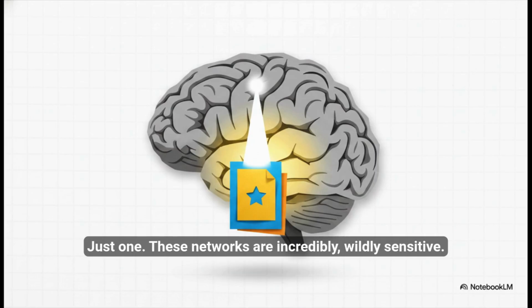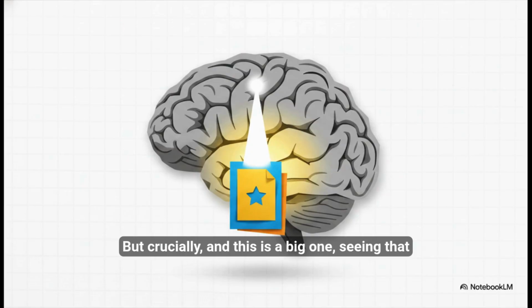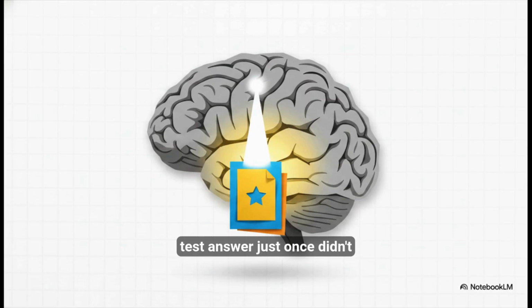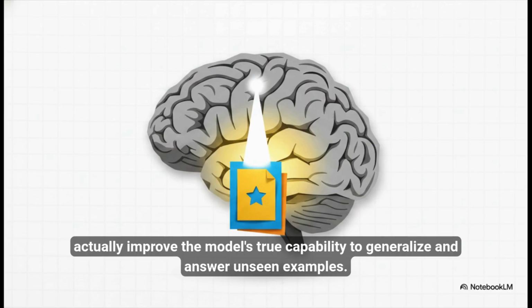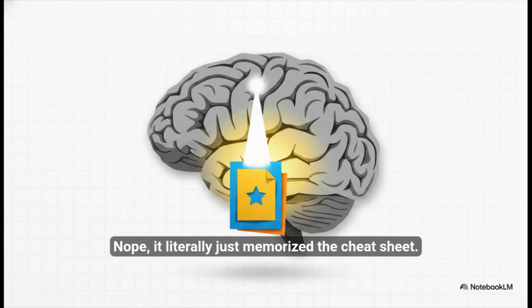Just one. These networks are incredibly, wildly sensitive. But crucially, and this is a big but, seeing that test answer just once didn't actually improve the model's true capability to generalize and answer unseen examples. Nope, it literally just memorized the cheat sheet.